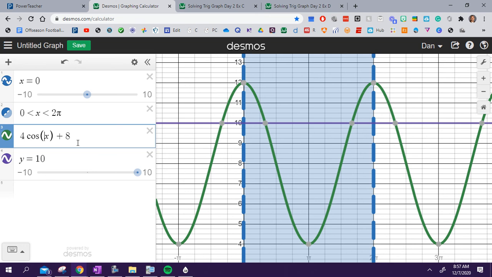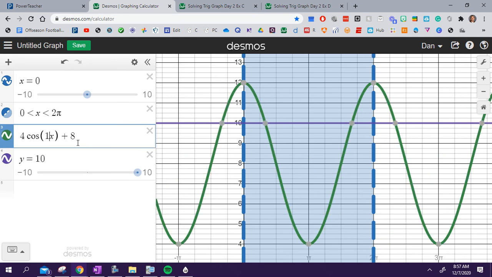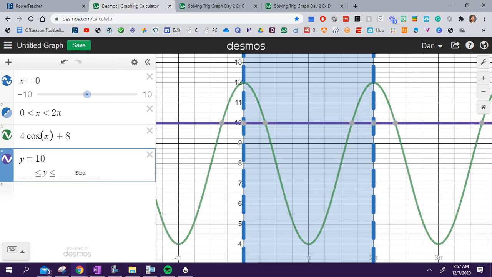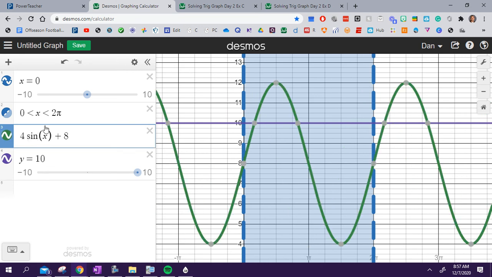There were 2. What happens, do you think, if I put a 1/2 in front? There's only going to be 1 answer. Boom. Mind exploded. Now, careful with that idea. What about this one? I just want us to think. I'm going to change this to sine. What happens if I put a 1/2 in front of this x? How many answers am I going to have?